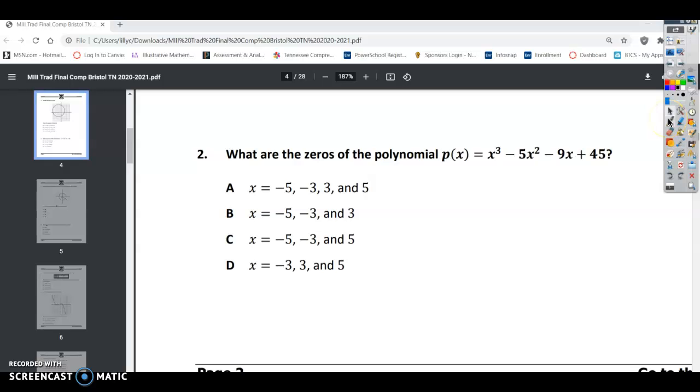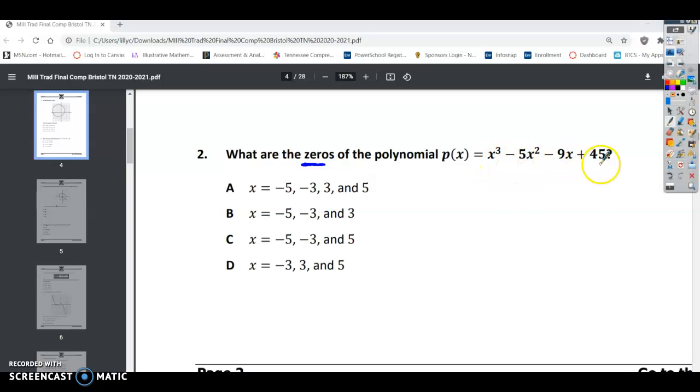All right, this is the Math 3 final benchmark number 2. For this question, it says, what are the zeros of the polynomial? Normally you would think, well, I'll just plug that in, graph it, and find the x-intercepts, which are the same thing as the zeros. But this is the non-calculator portion of the EOC, so we're going to have to solve this in a different way.